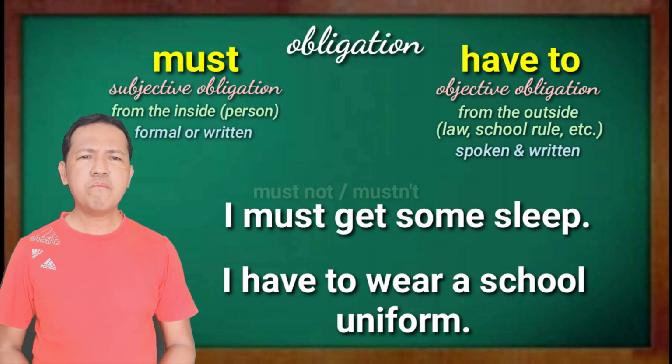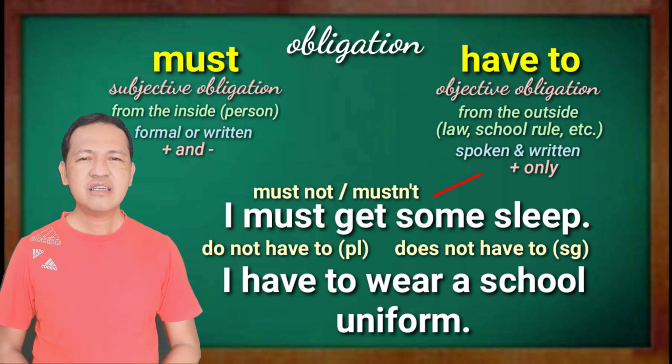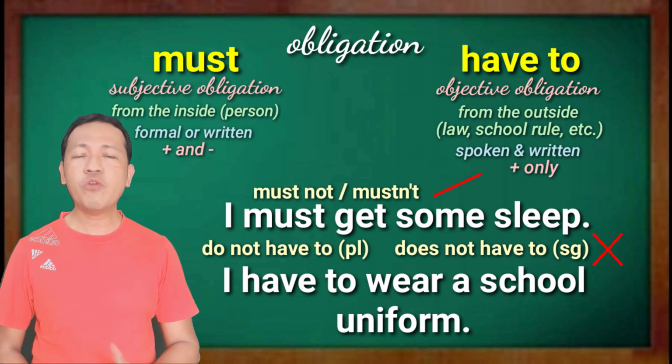The negative form of must is must not or mustn't. The negative form of have to is do not have to, or contracted form don't have to for plural, and does not have to, or contracted form doesn't have to for singular. Take note that must not is completely different in meaning from do not have to. Must not still indicates obligation. Do not have to no longer indicates obligation.